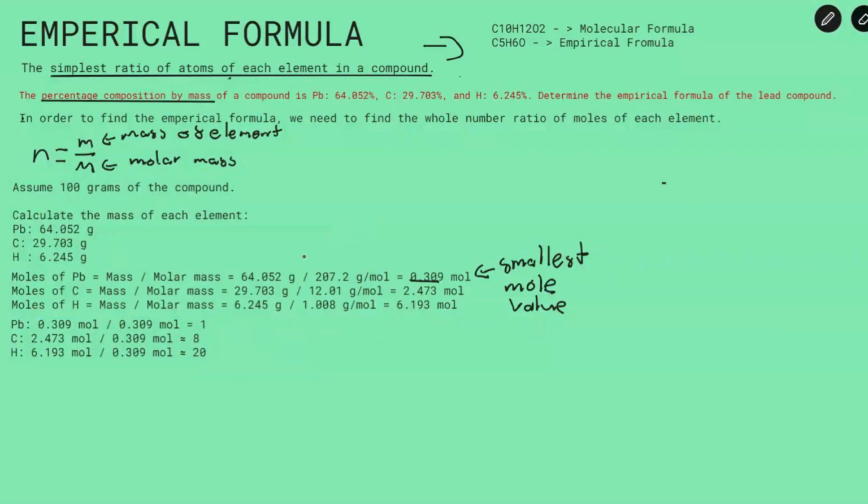So right here, I've just done that. And notice that I rounded these because they're not exact, but we also have the uncertainty from the periodic table at the mass, so we can round this. And now we would get the ratio. So based on these ratios, I can calculate Pb1, but you don't have to write this one, C8, and H20. And this would be considered the empirical formula.